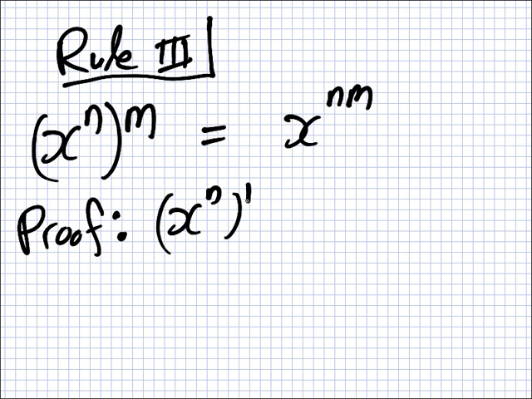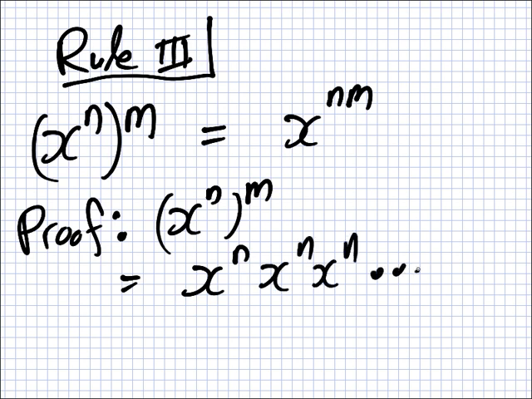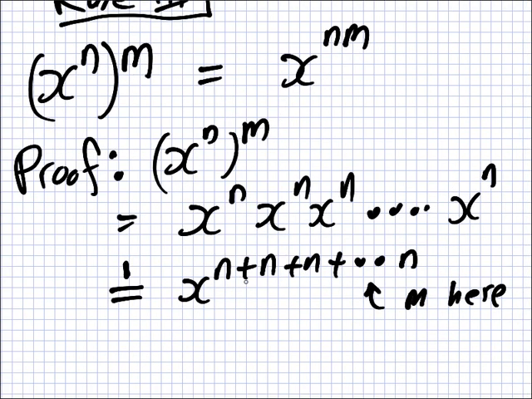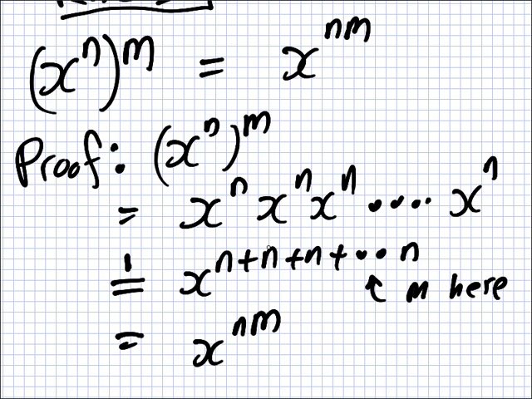(x^n)^m is equal to x^n times x^n times x^n, etc., x^n. And how many of these are there? m of them. But according to rule 1, this is equal to x^(n plus n dot dot dot till the end). But how many of these are there? There's m here. So what's the quick way to add n to itself m times? You multiply by m. That's rule 3.